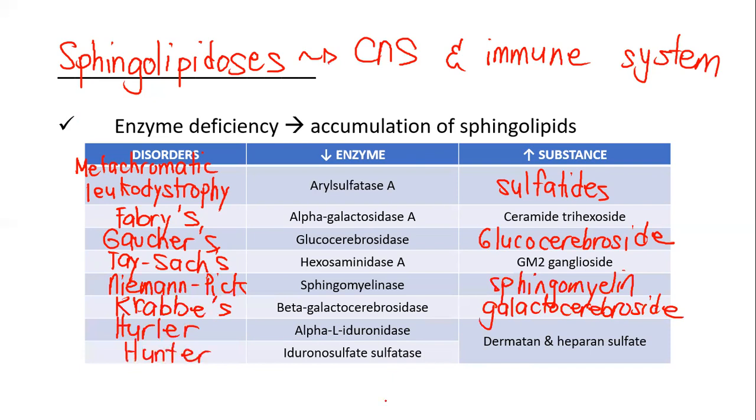So these two sphingolipidoses differ on the deficient enzyme, yet pareho sila ng resulting sphingolipids na mag-accumulate. So they both lead to dermatan and heparan sulfate accumulation.